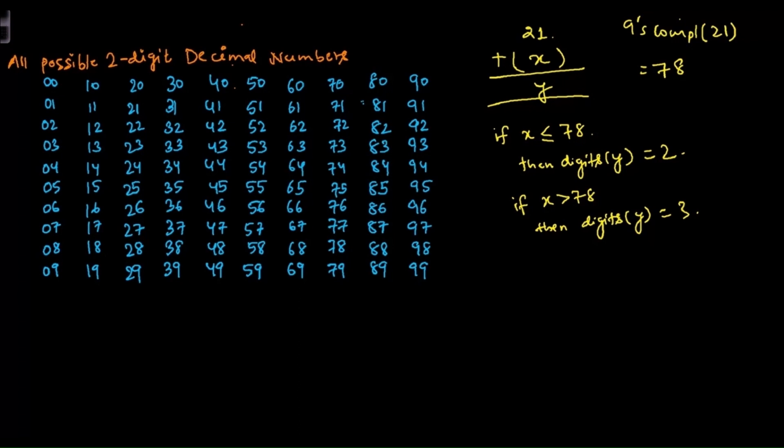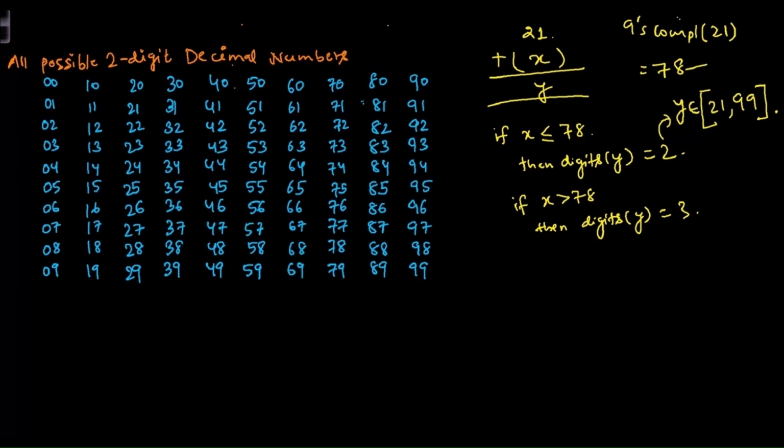Okay, if the number that you add to 21 is less than or equal to the 9's complement of 21, then the number of digits in y is equal to 2, right? And what would be the range of y? Then y will belong to somewhere between 21 included till 99. So when will it be 21? When x is 0. And when will it be 99? When x is the 9's complement, which is 78.